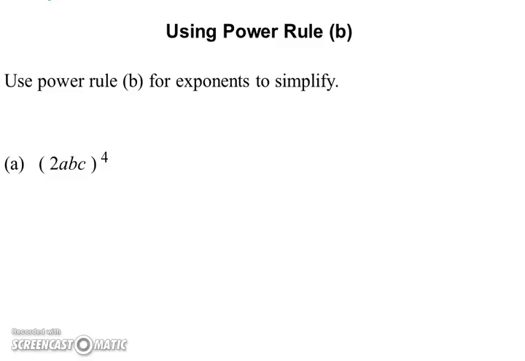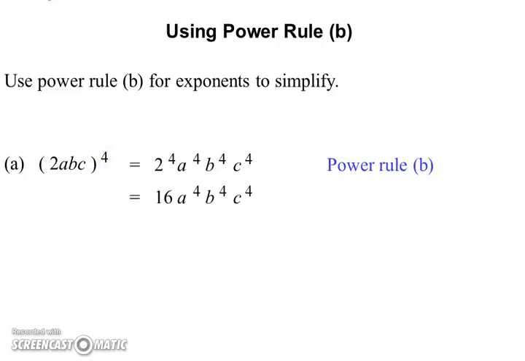Now let's look at two more examples. Here we're going to use the power rule for the term 2abc. That's in parentheses. The a, the b, the c are all variables. So in order to use the power rule correctly, we have to raise all those terms in the parentheses to the fourth power. So we're going to get 2 to the fourth power, a to the fourth power, b to the fourth power, and c to the fourth power.